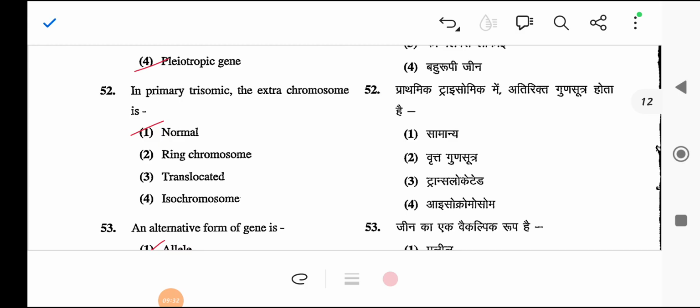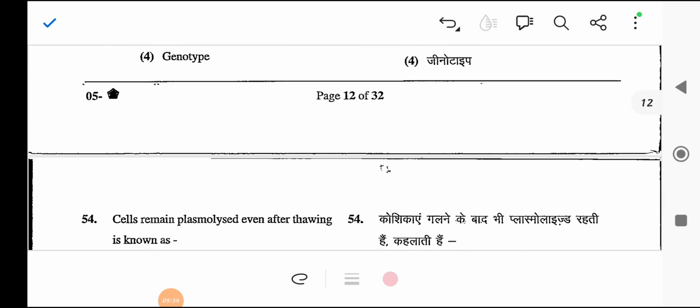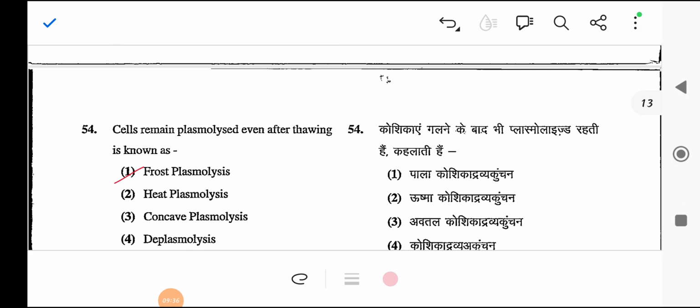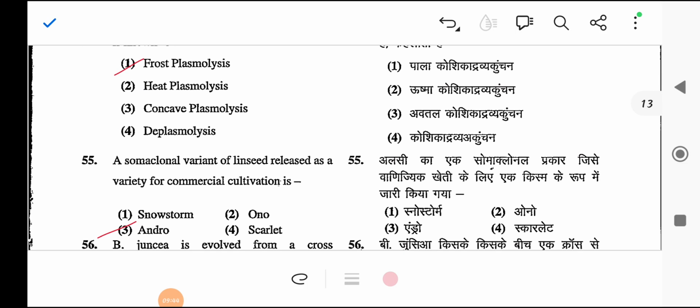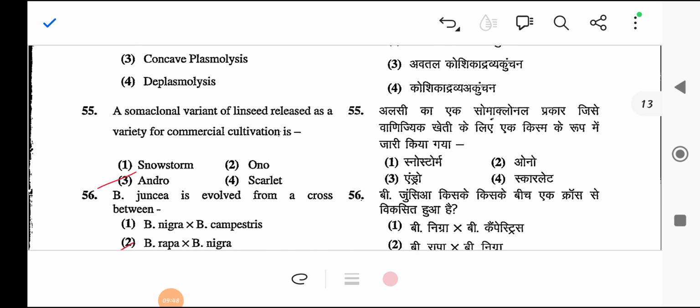Next is, we all know alternative form of a gene is allele. Next is, cell remain plasmolyzed even after thawing is known as... So when a cell remains plasmolyzed even after thawing, it is known as frost plasmolysis. Next is, a somaclonal variant of linseed released as a variety for commercial cultivation. It is called Andro. Okay, Andro variety of linseed.